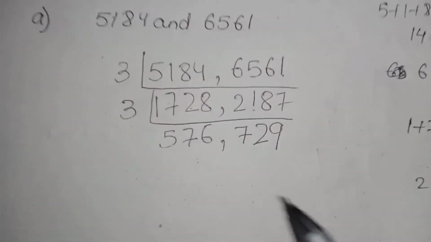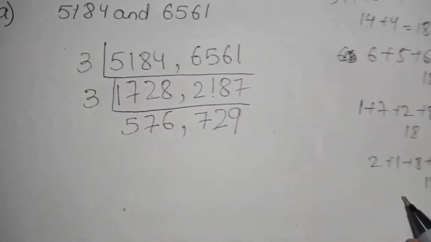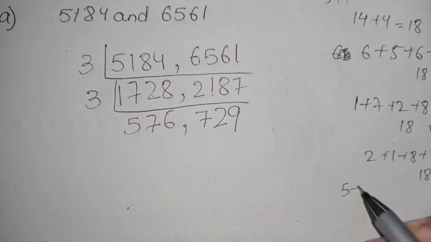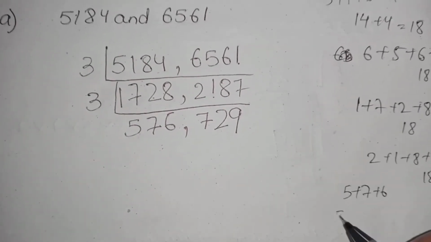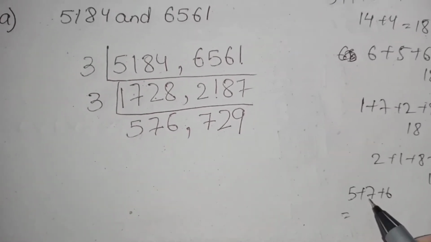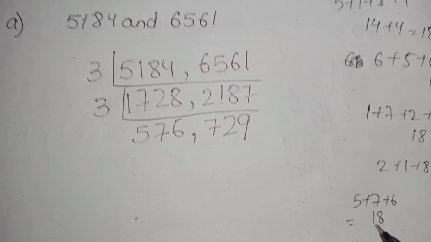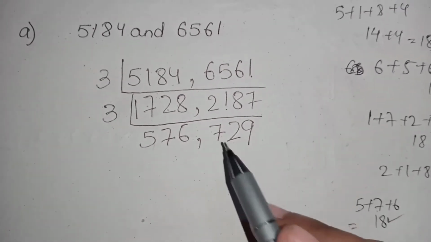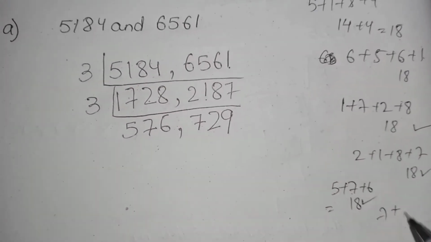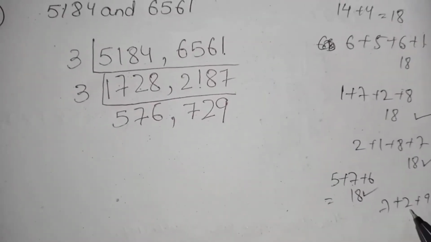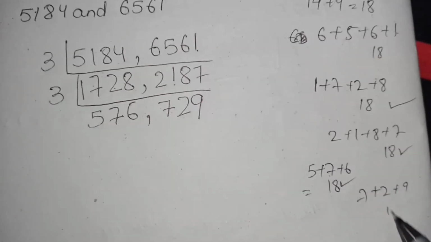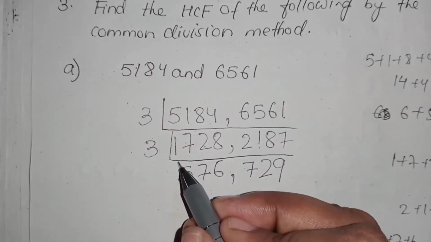Now let us again check whether it is divisible by 3 or not. So what you have to do is add. Okay, so 5 plus 7 plus 6. So how much it is? 5 plus 7 is 12. 12 plus 6 is how much? Is again 18. Okay, that means this will be divisible by 3. Again let us add this. So 7 plus 2 plus 9. So 7 plus 2 is how much? Is 9. 9 plus 9 is how much? Is 18. So again both the numbers are divisible by 3.